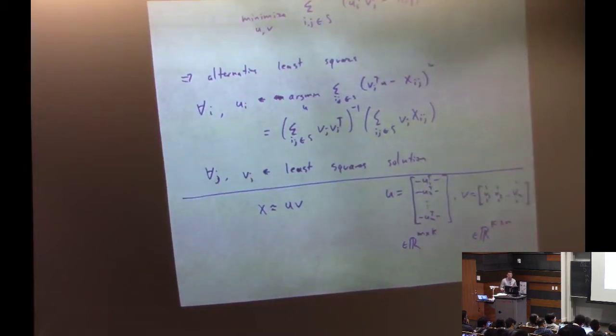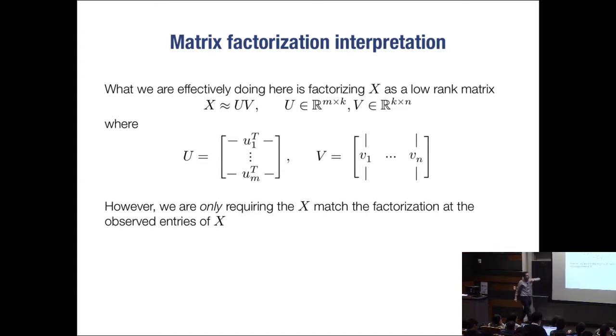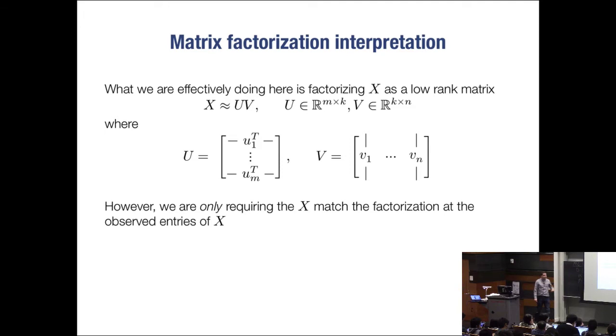And as long as K is much less than M and N, which is always the setting we consider here, what we're doing is representing X by a low rank matrix. So this matrix is the product of two smaller matrices, both of which are non-square. If you remember, PCA did something very similar here. But the big differentiation is that we are only requiring X to be close to that on the entries that we actually observe. So unlike PCA, we don't try to make all the entries match. We just try to make the observed entries match.